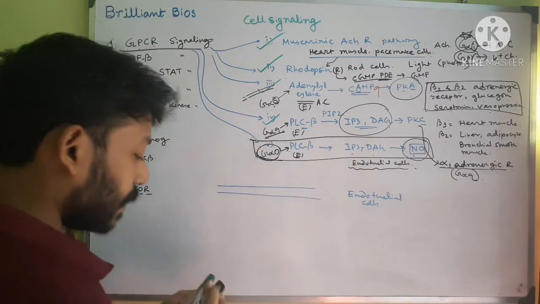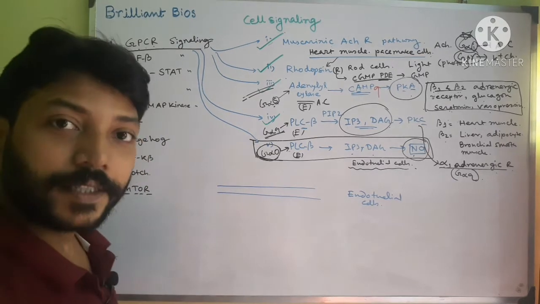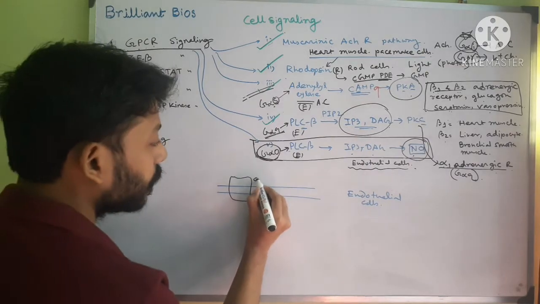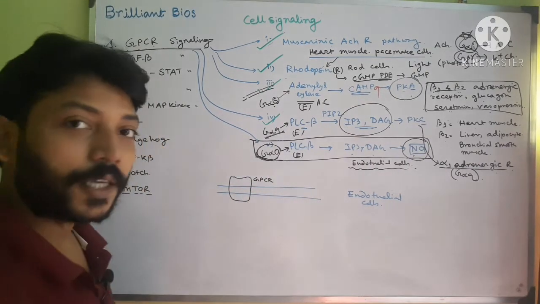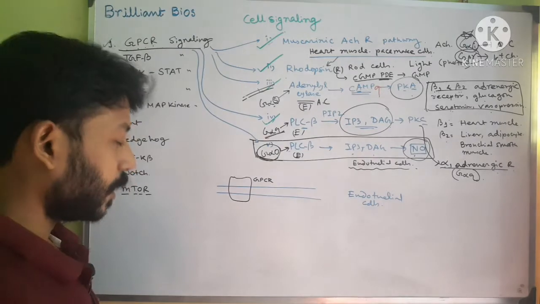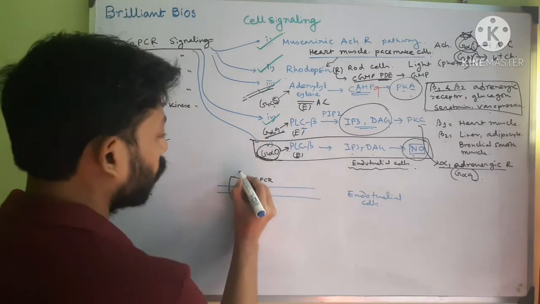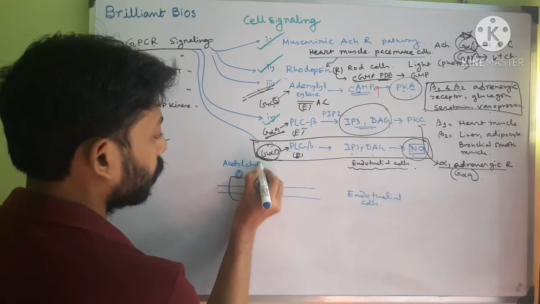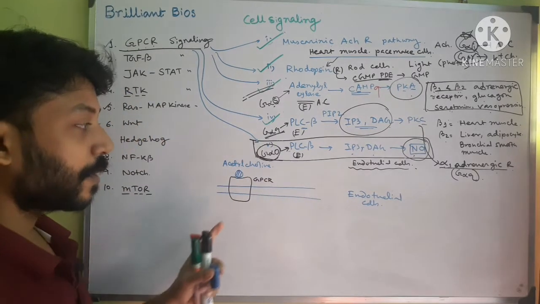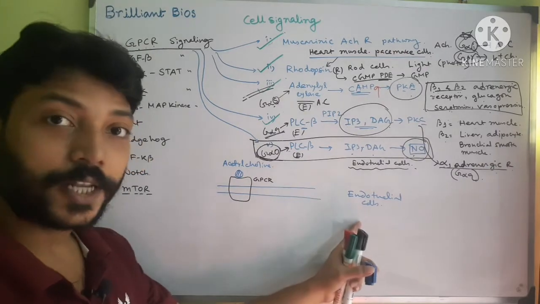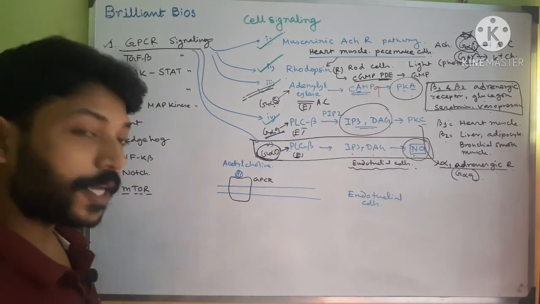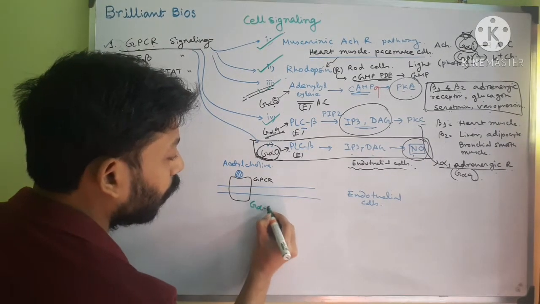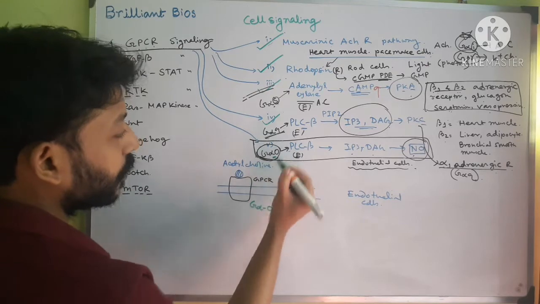So in this plasma membrane there is a G protein coupled receptor, and this GPCR binds with a molecule called acetylcholine. So when acetylcholine binds with this G protein coupled receptor that is present in the endothelial cells, it activates a special G protein that is called G alpha O. You can see here I have written G alpha O.